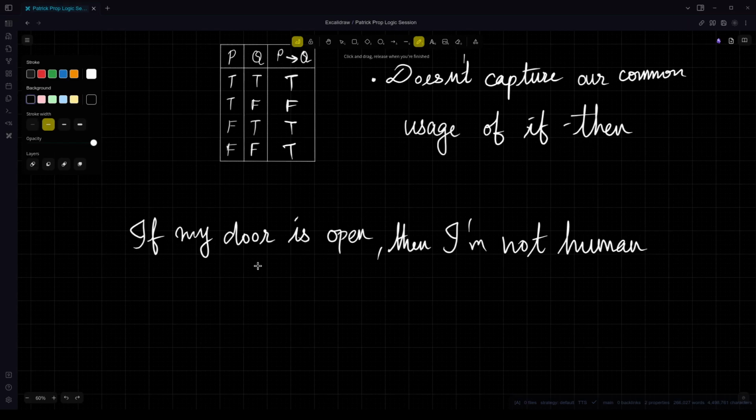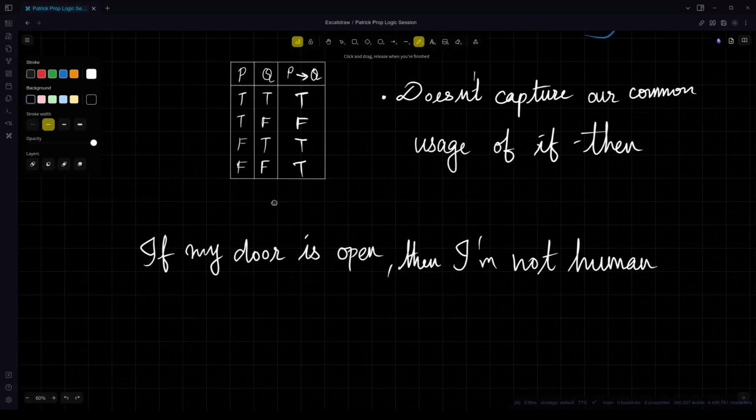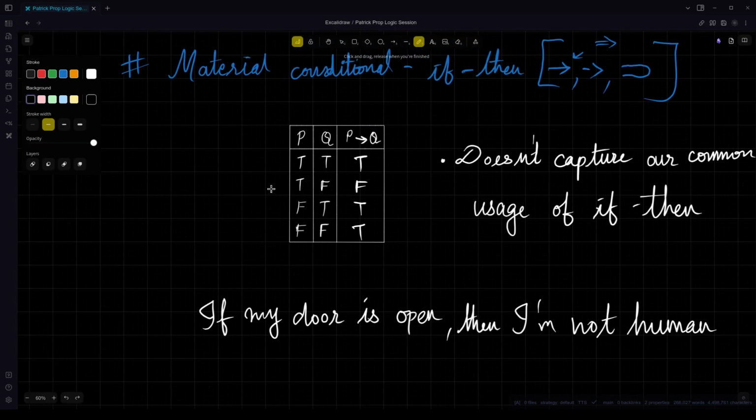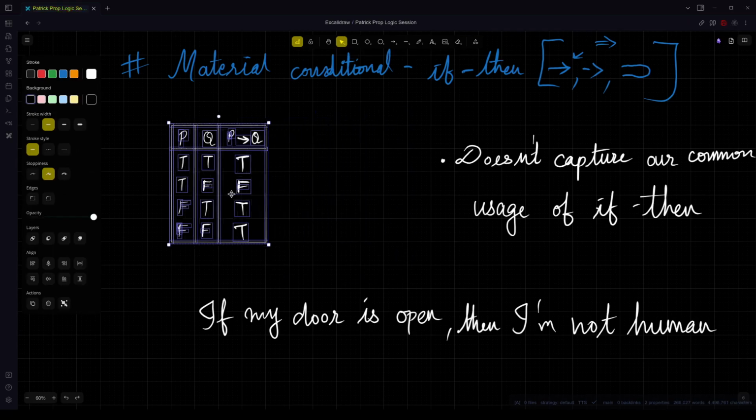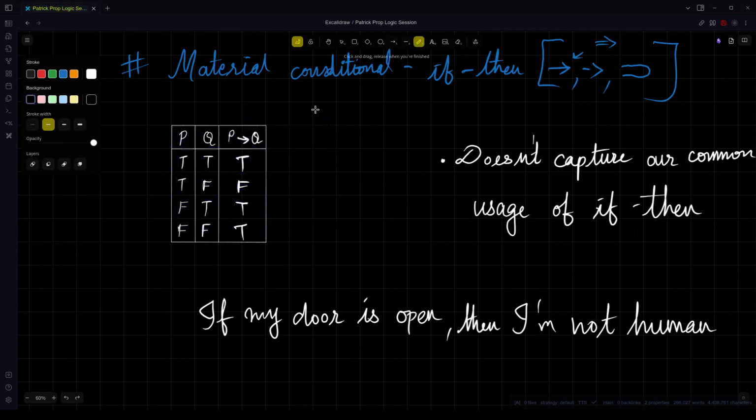Because when we are using the if-then statement in daily life, we ascribe that there is some relation between P and Q. The relation is the implication, but not a logical relation, some other kind of relation. So I'll just move this a little bit here, and I'll explain the structure of a conditional.